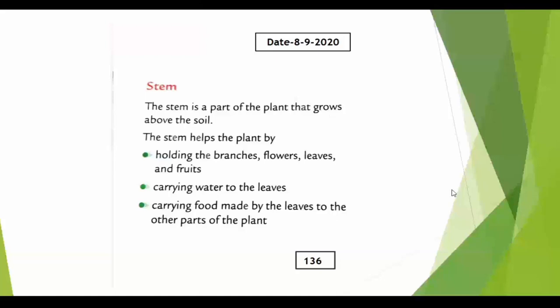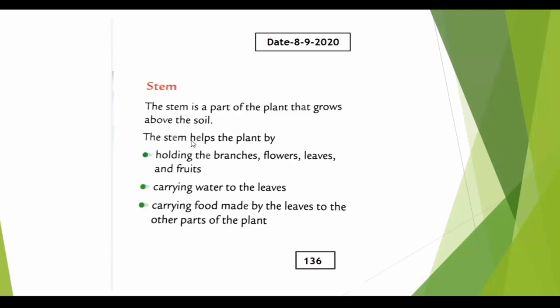You can see in the reader, there is a drawing of a plant. There you can see the roots. The roots are below the soil and the stems are above the soil. Come on, let us read again. The stem is a part of the plant that grows above the soil. Okay, understood? The next line.